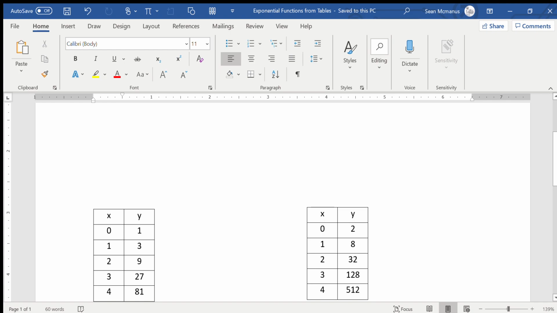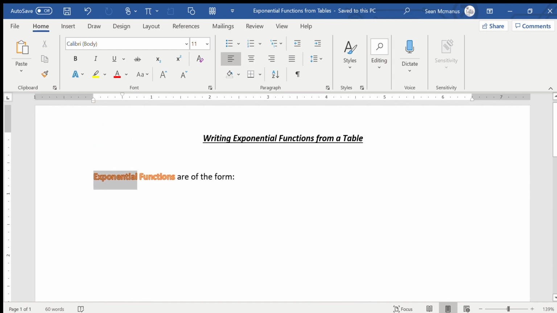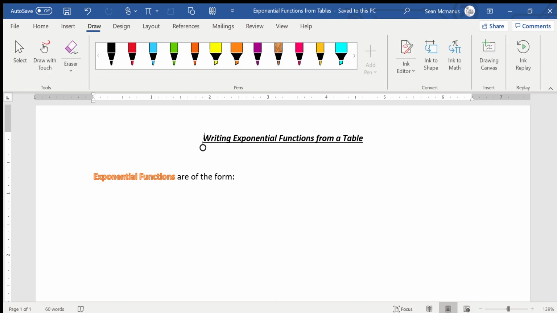Guys, we're going to do some work here on exponential functions, and specifically writing exponential functions from a table. In our classes this year already, we've done exponential functions a little bit. We really did them in the form of geometric sequences. So we're going to look at these a little bit differently than we did those, but it's quite similar.